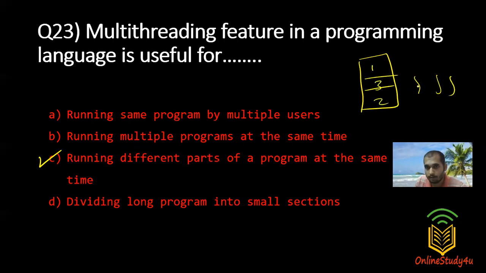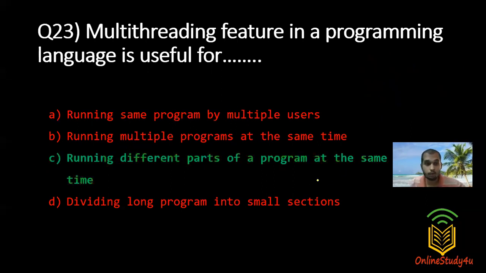You can, so let's suppose this will execute the first part, this will execute the second part, this will execute the third part of the program. So that is how you can do multi-threading. Multi-threading is useful for running different parts of the same program at the same time. Okay, it is not a serial execution, but it is multi-threaded. That is the meaning. This is the concept of operating systems, and you can check it out.